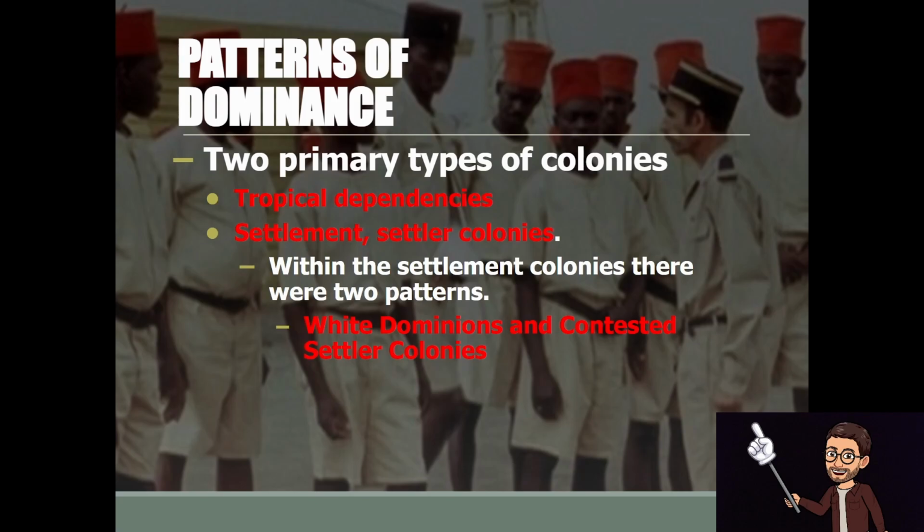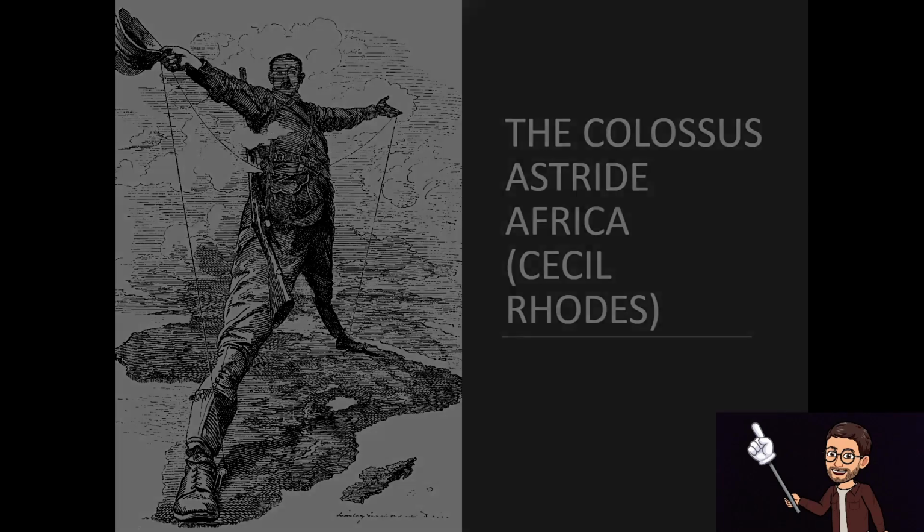Now, there are two patterns of dominance in these two types of colonies. The first type of colony is known as a tropical dependency, and then the second type of colony is a settlement or settler colony. Within settlement colonies, there are two types of patterns: white dominions and contested settler colonies. Now, let's talk about tropical dependencies.